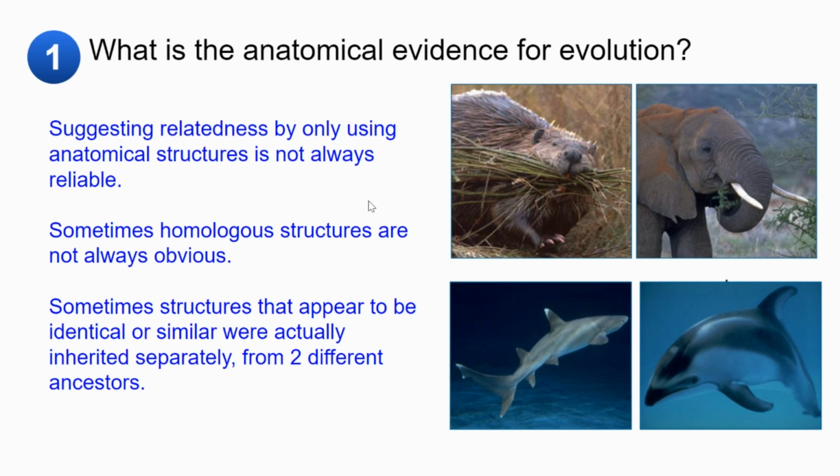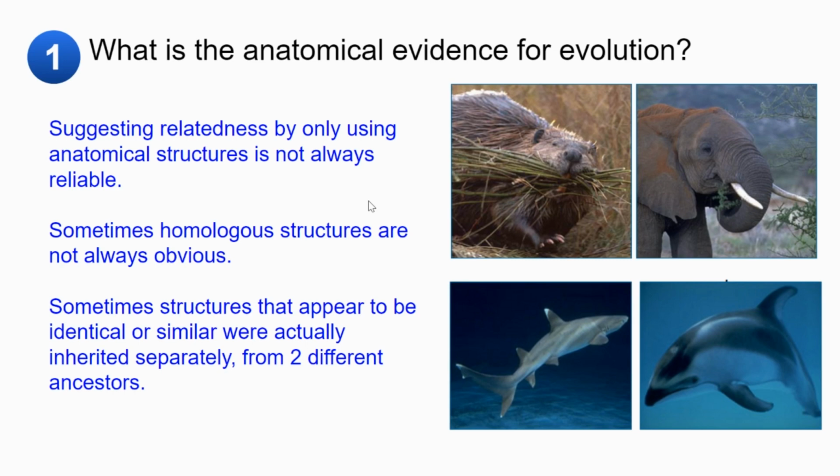Now, anatomical evidence is great because it easily allows us to start grouping species together that share homologous structures. But unfortunately, anatomical evidence is not extremely reliable. Here's why. Sometimes homologous structures are not always obvious. Take a look at the beaver and the elephant. The front teeth of the beaver and the tusks of the elephant are actually the same teeth. They're both incisors. But looking at their appearance, that's not what you'd think right off the bat. It's not extremely obvious that they're actually homologous. This happens quite a lot.